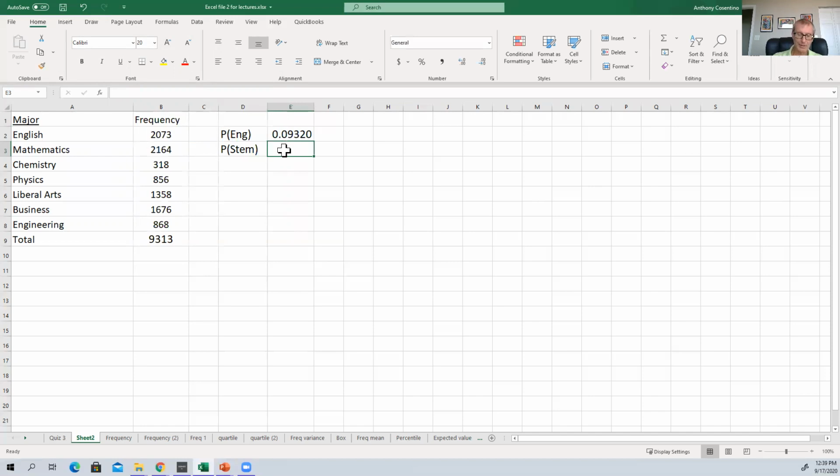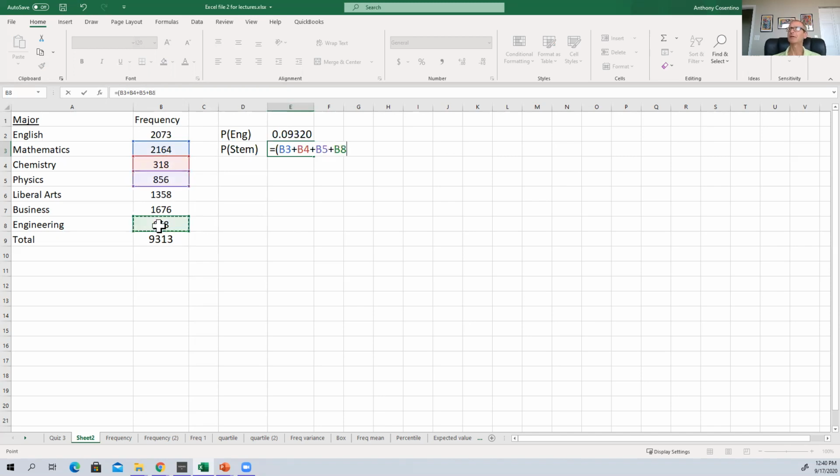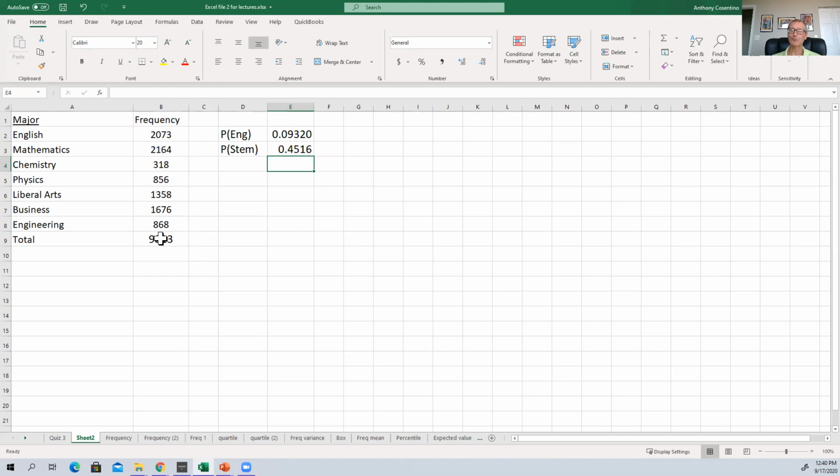So how do you do that? In the numerator, we have to add all those together. So that would be the math. Start with the parentheses because we want to add all the numerators first before we do the division. Then it would be chemistry, then physics, then engineering, close the parentheses, and then you want to divide by the total. And you can see that it's just over 45%, or 0.4516.